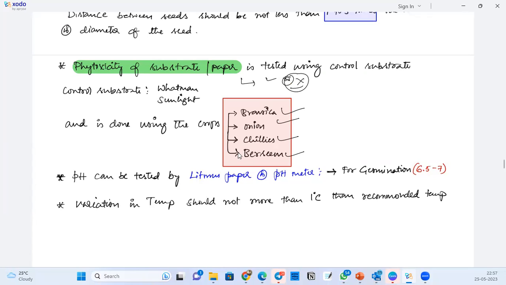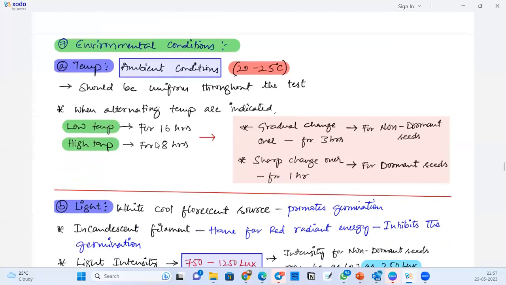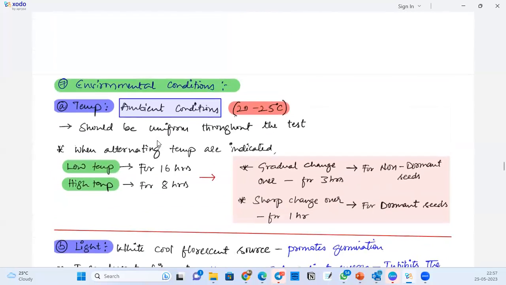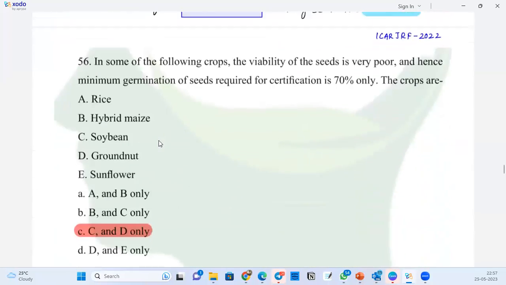And the pH, you know that pH can be tested by litmus paper or directly with a pH meter, and germination should always be conducted at a neutral pH. So this was for environment conditions, and these are the different conditions that will affect germination.